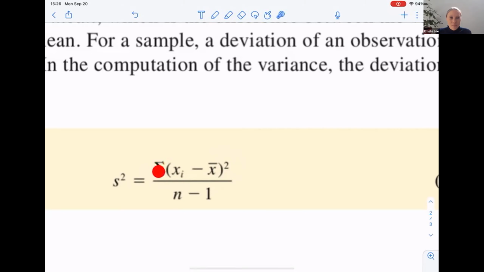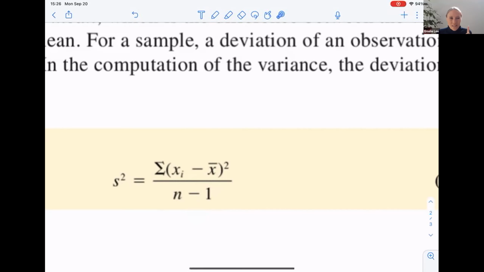So that's the sum, right? And that's a big calculation, especially if you're doing it by hand. Imagine you've got 20 data points, yikes, right? Whereas R or Excel can easily do this calculation. Notice that we're dividing by n-1, right?